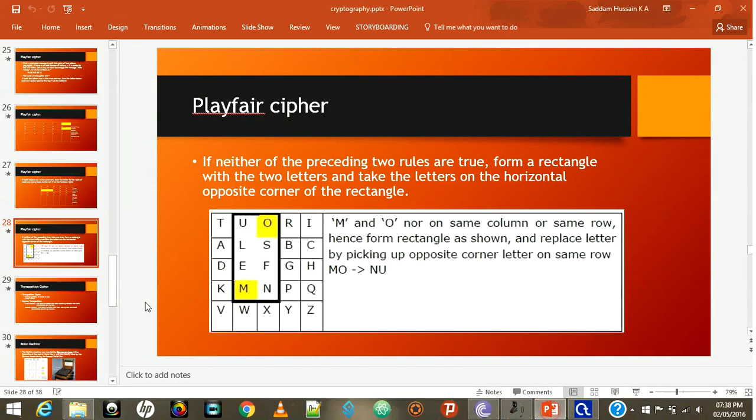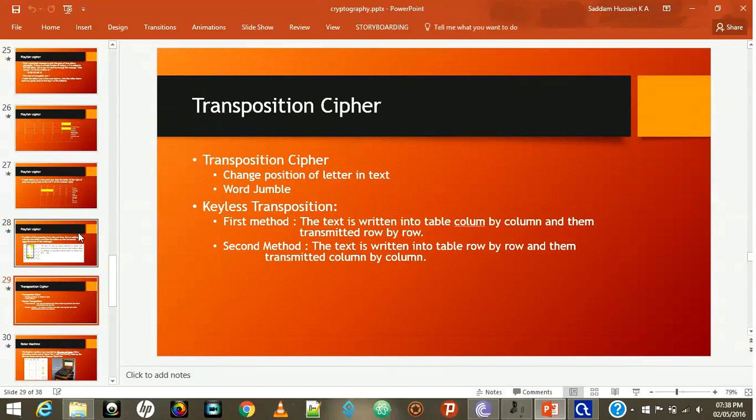Now next, let's continue. Next we have the transposition cipher. What is a transposition cipher? It changes the position of the letters in the text, like a jumble. In transposition cipher we have keyless transposition and keyed transposition. In keyless transposition we have a first method and a second method. What is the first method? The text is written into a table column by column and then transmitted row by row.